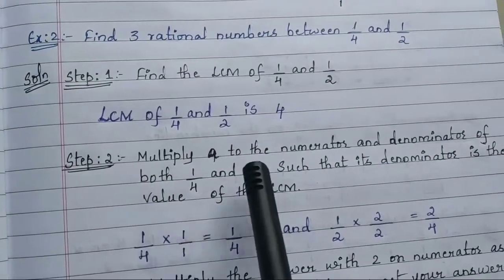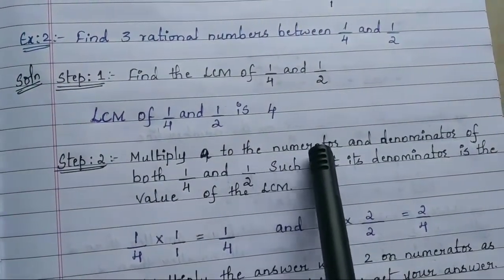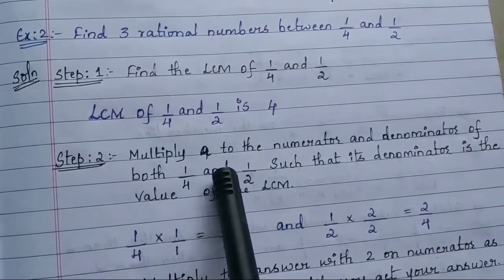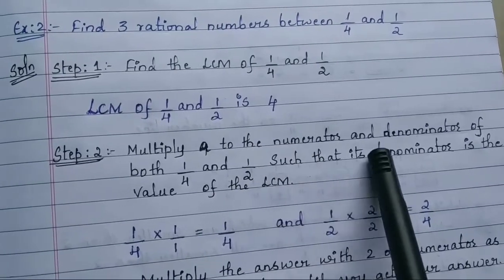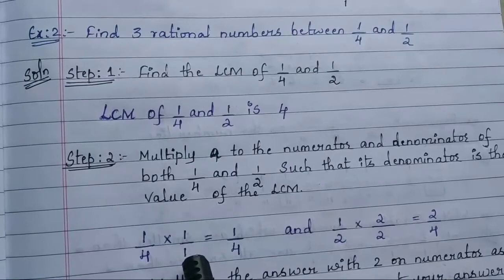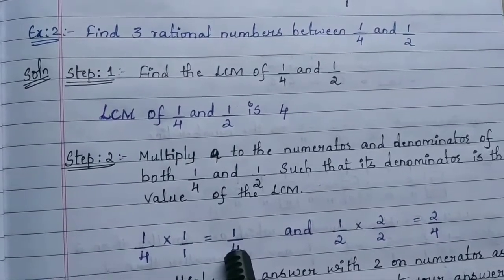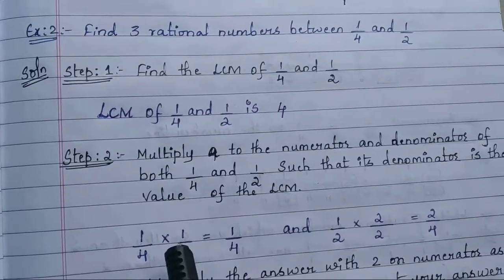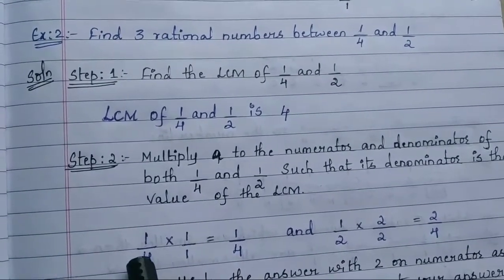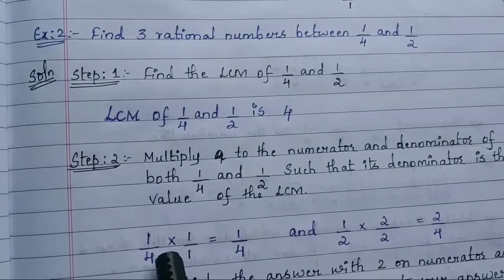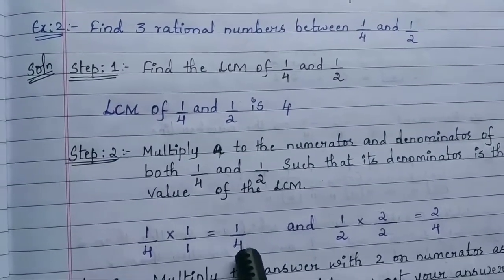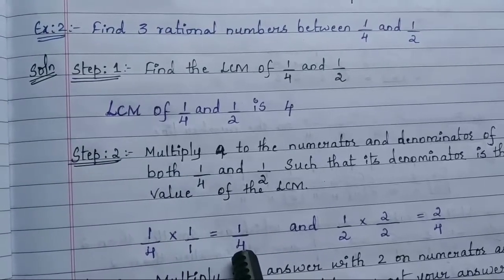Next, multiply a number to the numerator and denominator of both 1 by 4 and 1 by 2 such that the denominator is the value of the LCM. So here we got the LCM as 4, so we will keep this 4 as it is. We have to multiply a number to the denominator such that we get the LCM in the denominator part.